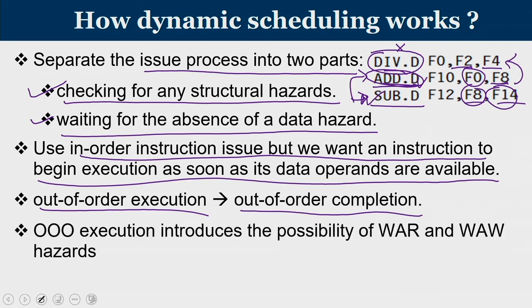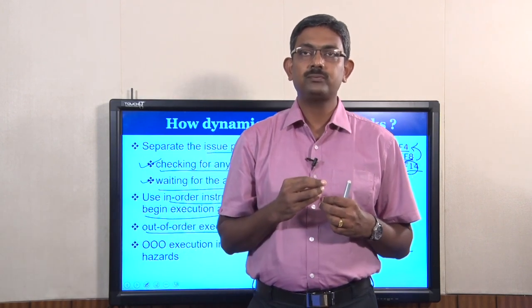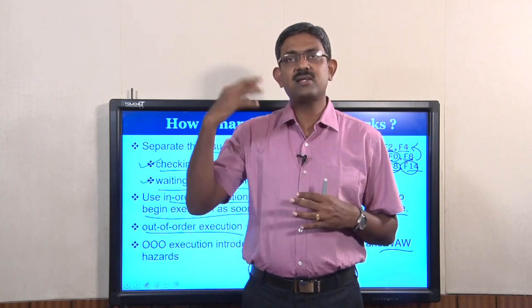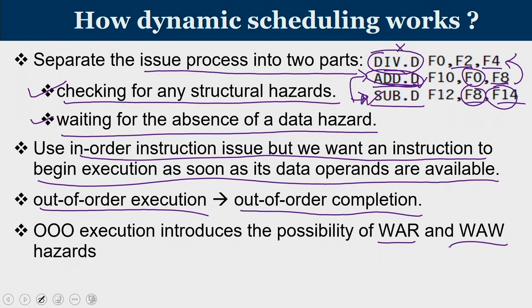Out-of-order execution naturally results in the possibility of WAR and WAW hazards, which we have seen. What is a WAR hazard? A WAR hazard is a write after read hazard. If an instruction is going to write to data after some other instruction is going to read that data. One such example: we have an add instruction on R2, R1 and R0. Now you have a subtraction instruction on R0, R5 and R6.